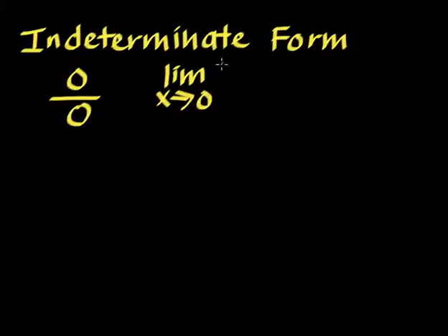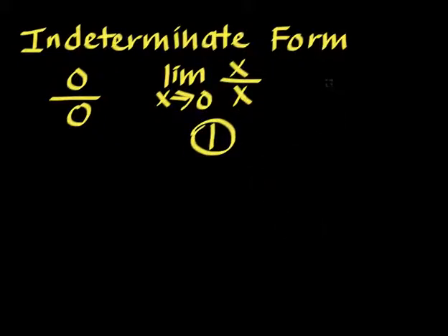So let's say we have x over x, and we're trying to find the limit as x approaches 0. Well, if we were to simply plug in 0 for x, we'd have 0 over 0, which is our indeterminate form. However, we know that based on the graph and just by basic algebra, the limit as x approaches 0 for x over x is 1.